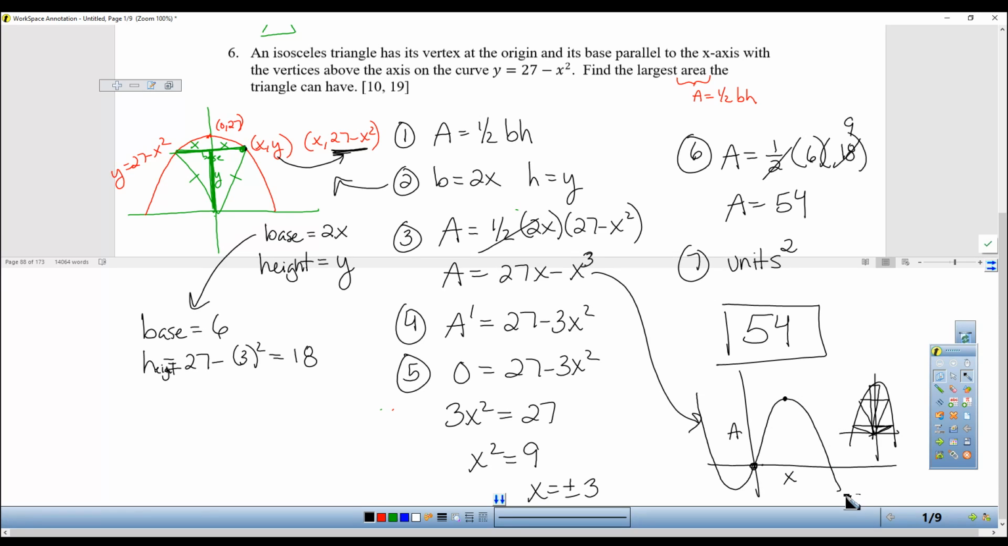We found the maximum area. So here's a graph of the area equation. And how do we do that? By figuring out where the derivative was equal to 0. That will always maximize or minimize a function.